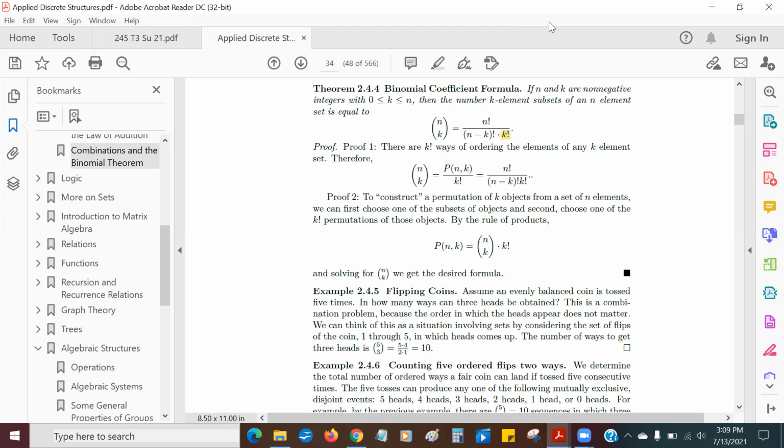Now the difference is, if I want to choose a president, a vice president, and a secretary out of a class of 10 people, then it's permutations. Let's say I have Bob, Sally, and Jim. Bob could be president, Sally could be vice president, Jim could be secretary, or Sally could be president, Bob vice president, Jim secretary, or Jim could be president, Sally vice president, whatever. So you have all these different possibilities.